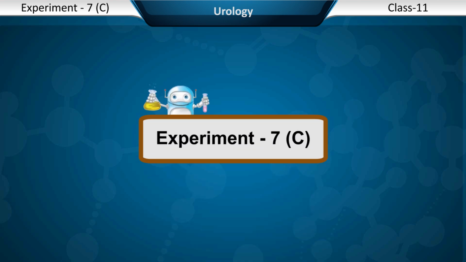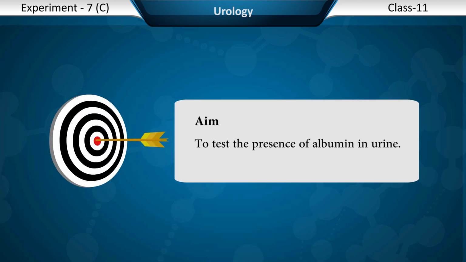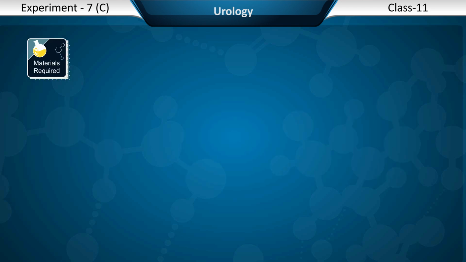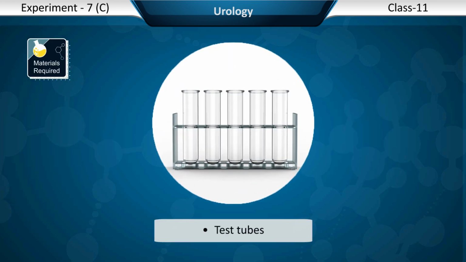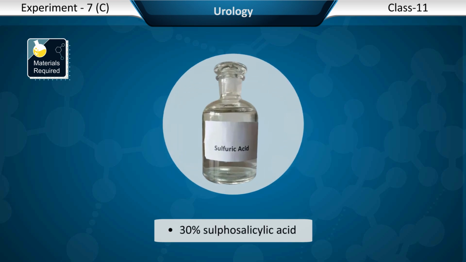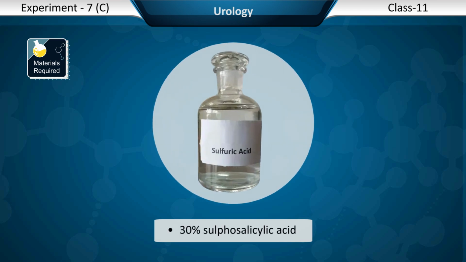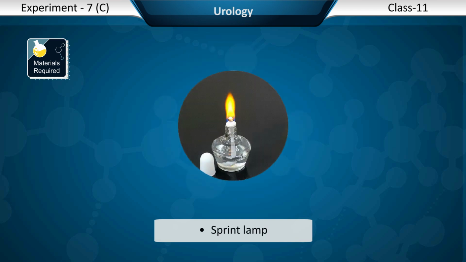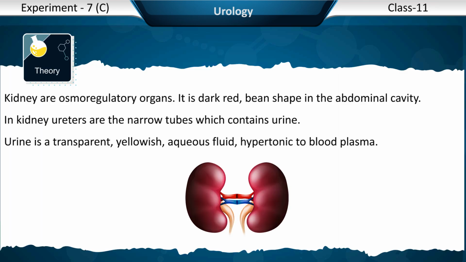Experiment 7C. Aim: to test the presence of albumin in urine. Materials required: urine sample, test tubes, test tube stand, 30% sulfosalicylic acid, Roberts solution, spirit lamp. Theory: kidneys are osmoregulatory organs.